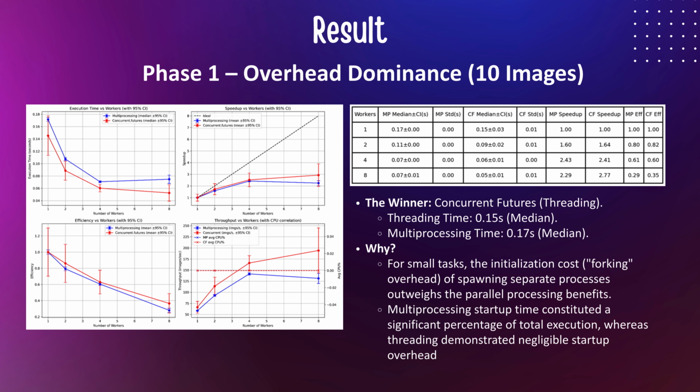For our first test, which is with 10 images, threading was the clear winner. As you can see, it finished in 0.15 seconds compared to 0.17 seconds for multiprocessing. The reason here is simple: initialization cost. The time it took to spawn separate processes, which is known as forking, was actually longer than the time it took to process the images. Threading had negligible startup overhead, making it faster for small tasks.